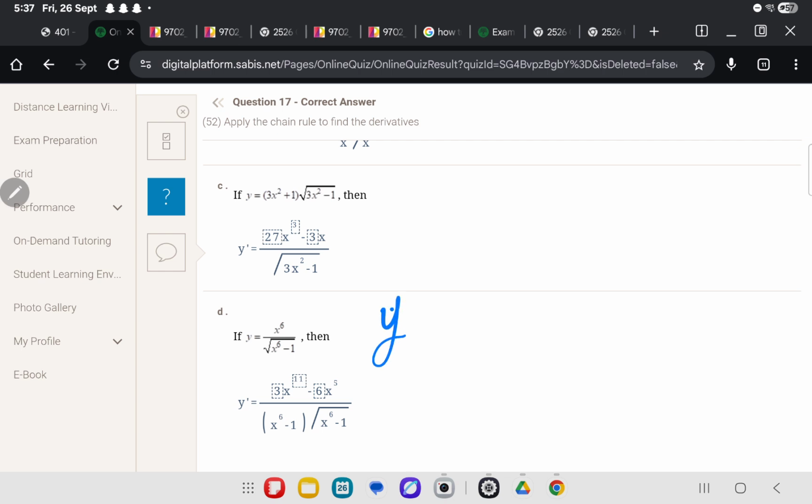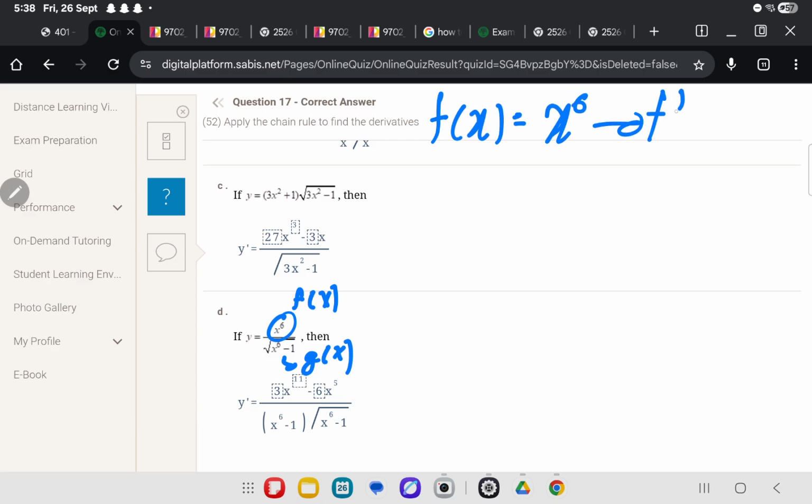So here, now, this is going to be quotient rule. So, also chain rule. This is f of x. This is g of x. I'm going to start from the top now. F of x is equal to x to the power of 6. So that means f prime of x is equal to 6x to the power of 5.